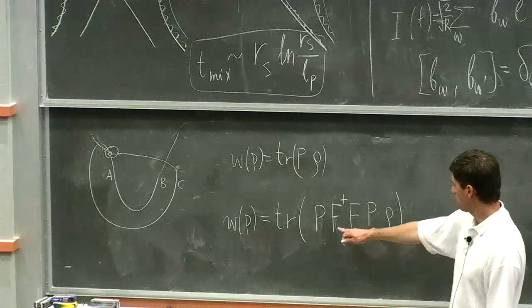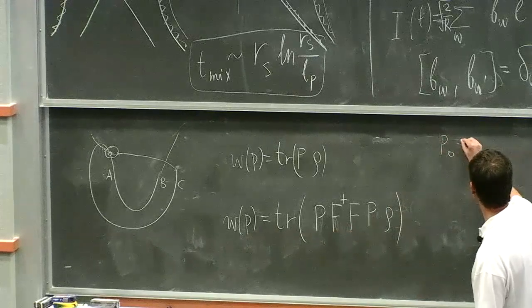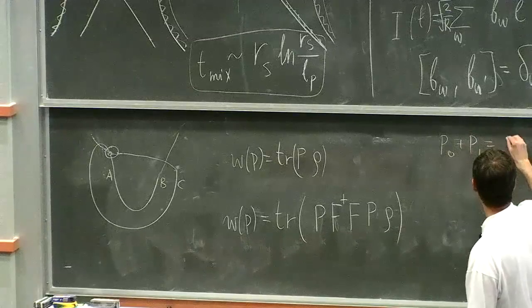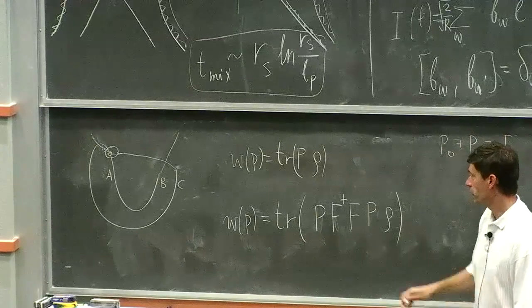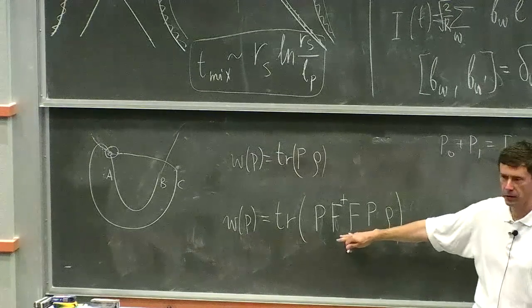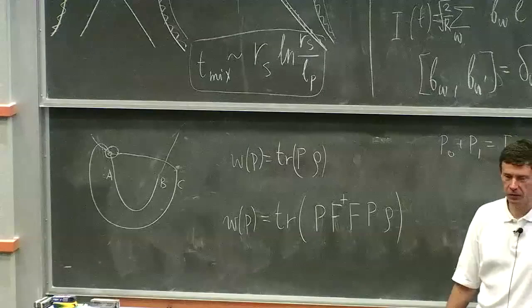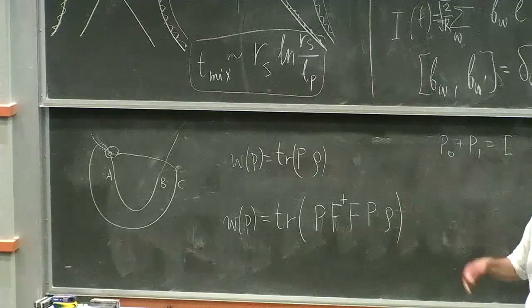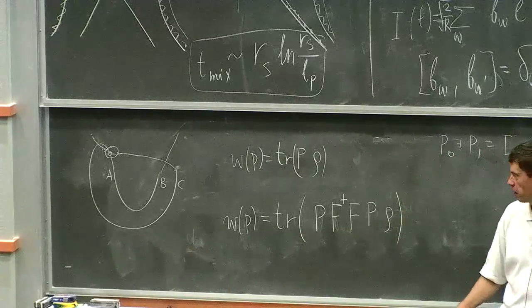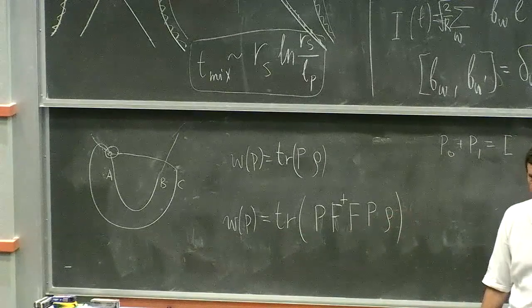And moreover, if we have a partition of unity like P0 plus P1 equals identity, then the probability defined in this way won't add up to 1. So these are not really probabilities. They do not obey the laws of probability. But in any case, we can calculate the quantity, and maybe it's useful for something else.